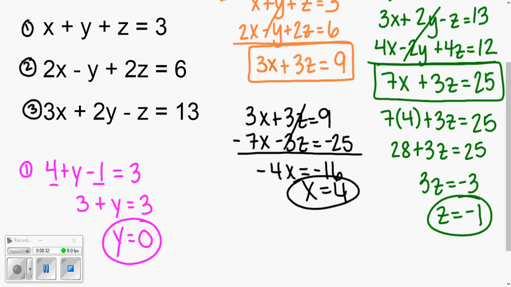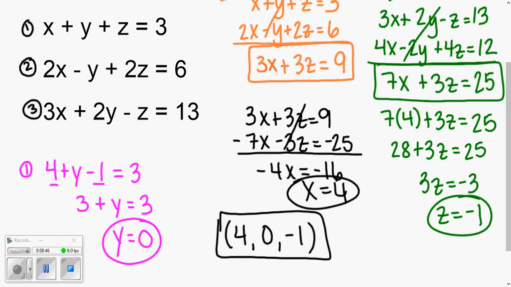Y equals 0. Just like you can write answers as ordered pairs, you can write these answers as ordered triples. Just put them in alphabetical order. So x, then y, then z. You certainly don't have to, but that makes it a little bit easier to grade sometimes when your work is all over the place.